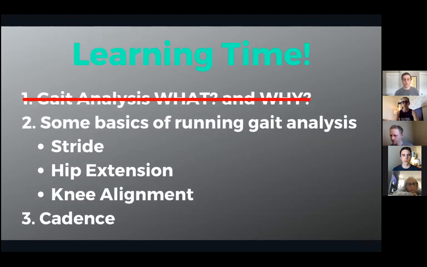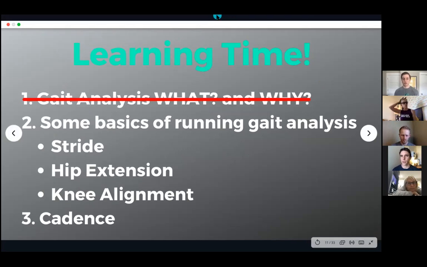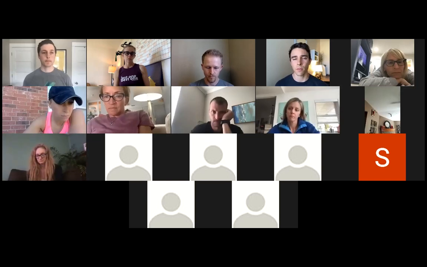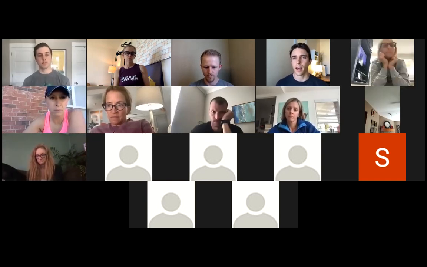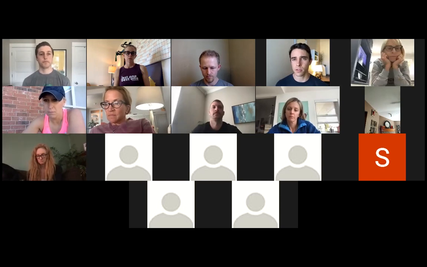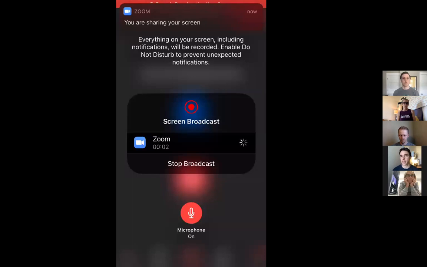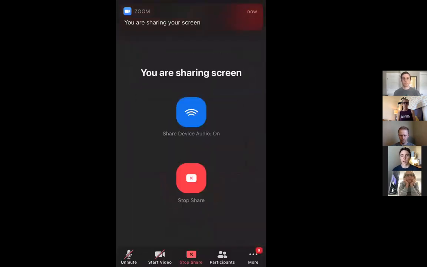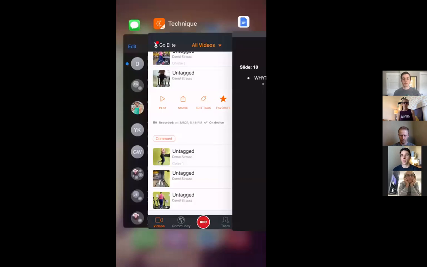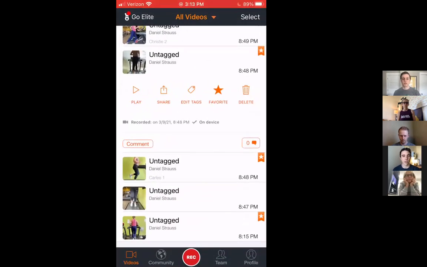Awesome. Okay, so Daniel's going to switch over. We're going to show you some really cool case studies with videos. While he's switching over, what we're going to show you is just a snippet of our running gait analysis process. We're going to show you three of our really practical but simple methods. One of them is stride length. The other is hip extension, like we mentioned. And the third is knee alignment. Then we're going to finish by talking about cadence and how you can bring one of the most powerful techniques into your own run.